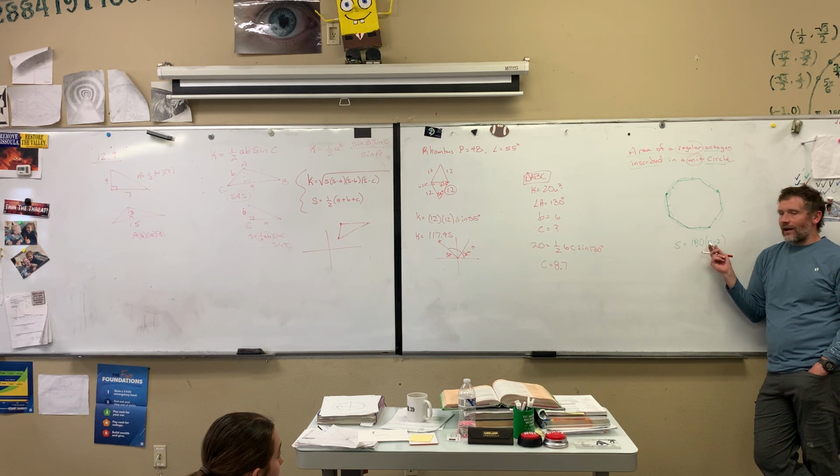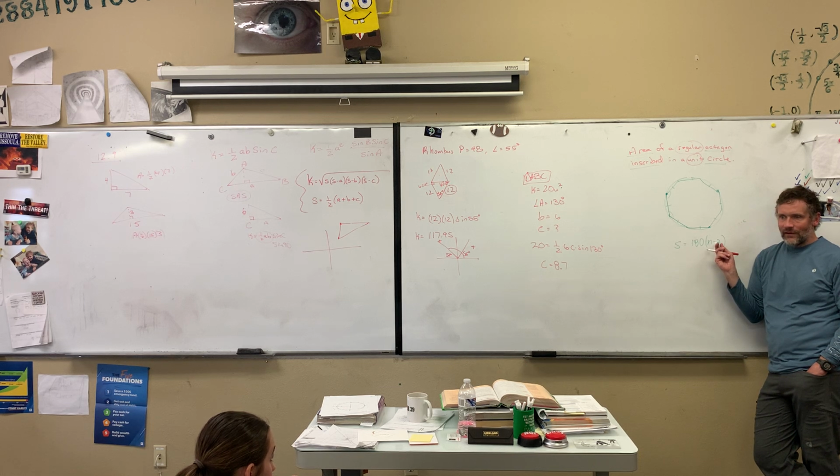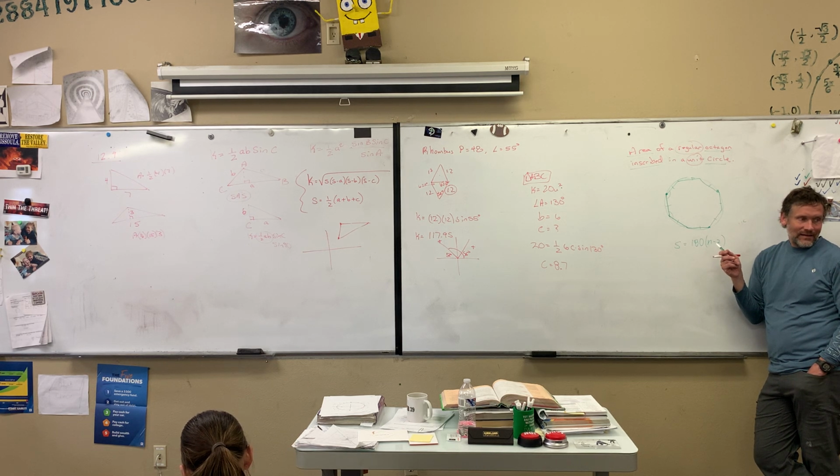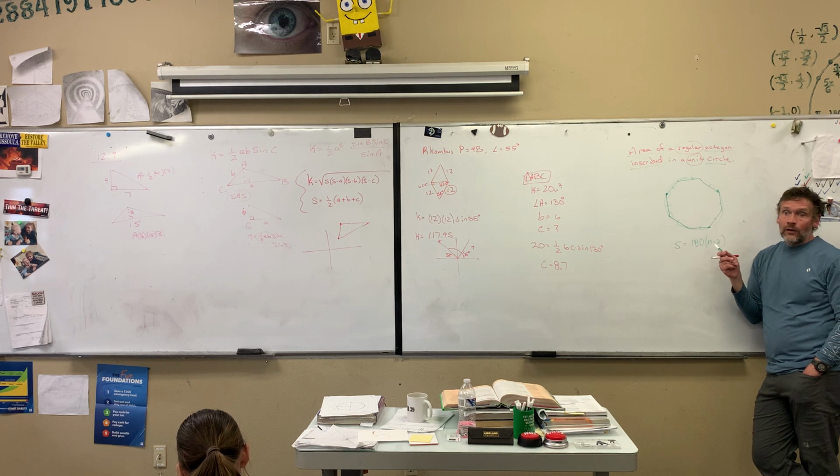So if you had 3 sides, 3 minus 2 is 1. 1 times 180 is 180. That's because it's a triangle. How many degrees are in a triangle? 180. If it's 4 sides, 4 minus 2 is 2. 2 times 180 is 360, because there's 360 degrees in a rectangle, right? Now you plug in 8. 8 minus 2 is 6. 6 times 180 is 1080. So there's 1080 degrees in an octagon.